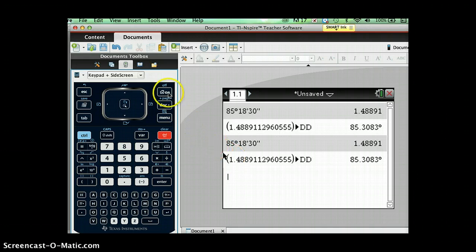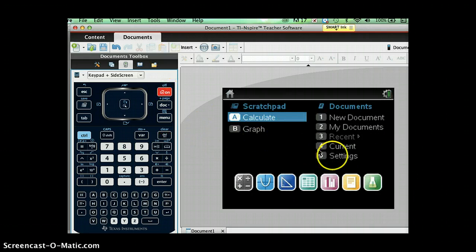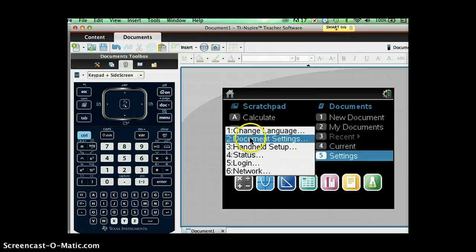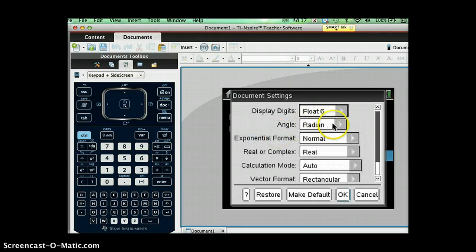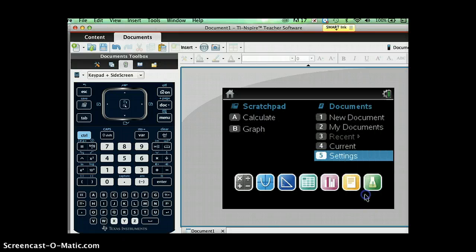Oh, also if you want to change the setting, if you go home and you go to settings, document settings, here's where you can change from radian to degree. I personally just leave mine in radians. If you do want to change it to degrees, and you don't make it default, then it'll keep going back to radians. So if you want to keep it in degrees, make it default and then hit OK. But again, I prefer mine in radians. Okay, so that was some calculator stuff.